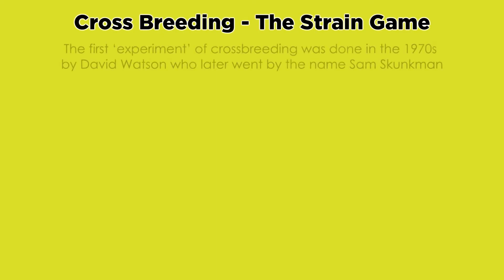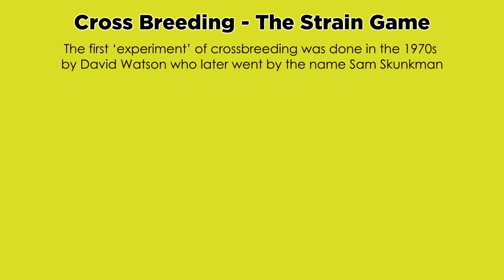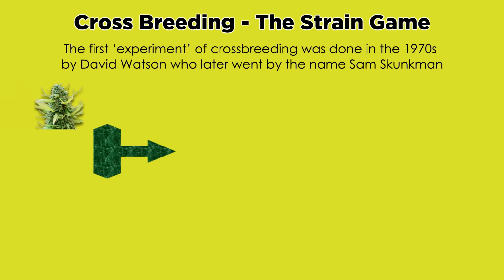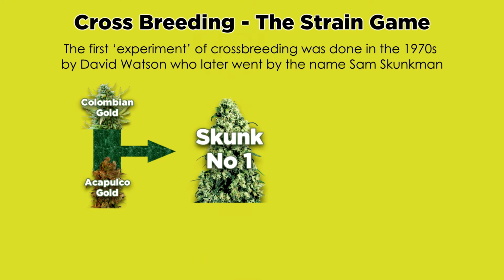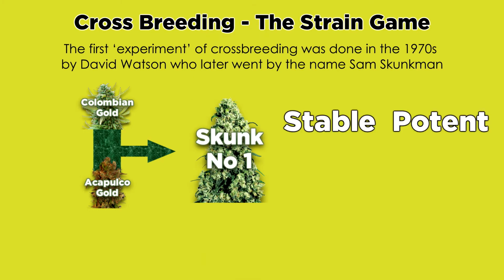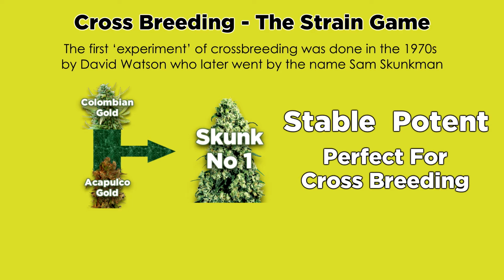Let's take a look at crossbreeding. The first experiment of crossbreeding was done by a man called David Watson in the 1970s. He then later went on to be known as Sam the Skunk Man. He crossbred through selective breeding Colombian Gold and Acapulco Gold, 2 landrace strains of sativa cannabis, and from this, skunk number 1 was born. An incredibly stable and potent plant, making it the perfect specimen for future crossbreeding, and many of the strains that we see today can have its genetics traced back to skunk number 1.